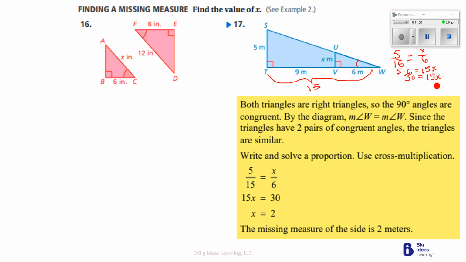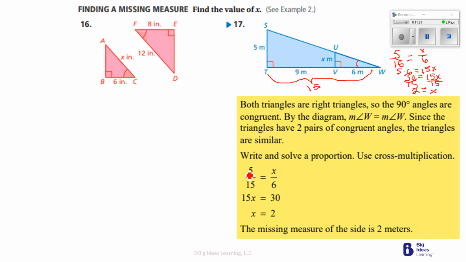And now I got to divide by 15 to get x by itself. Whatever I divide from one side, I divide from the other. And 30 divided by 15, well, that's easy. That's 2. So that tells me that x has to equal 2, and that's exactly what we got over here. We see they did the same thing that I did.